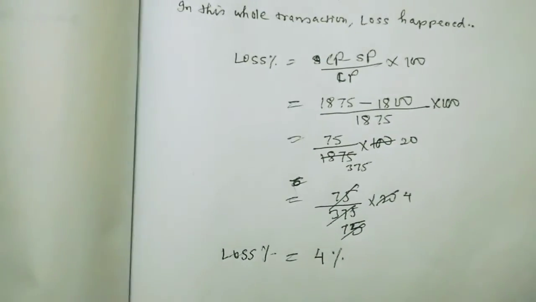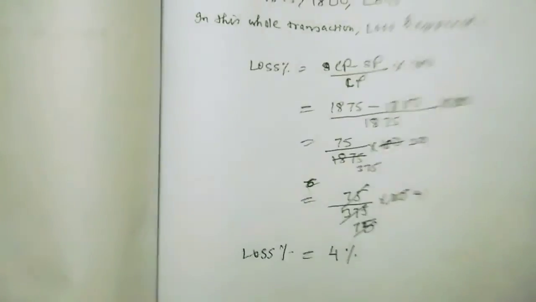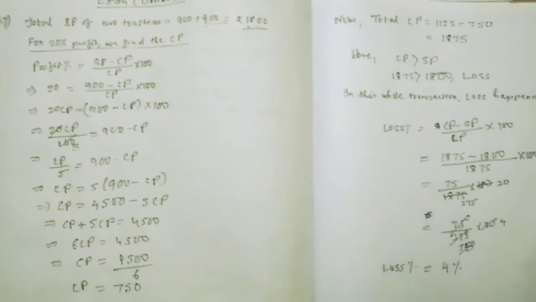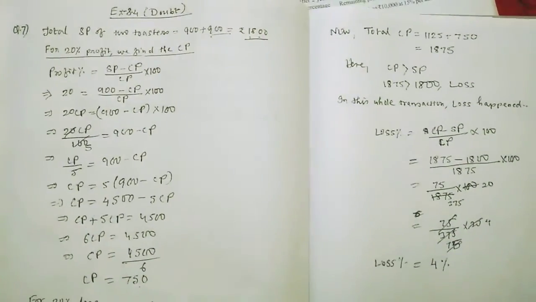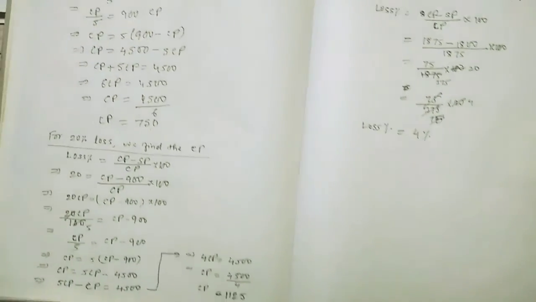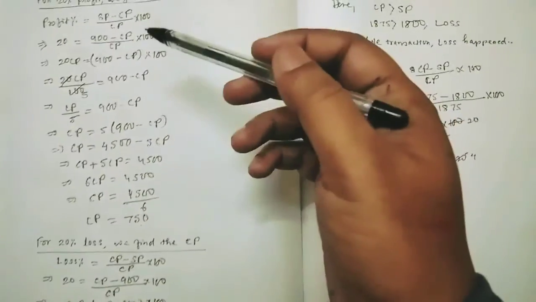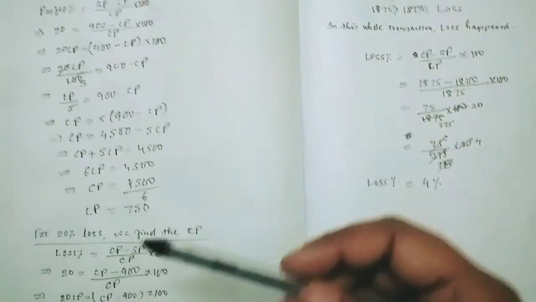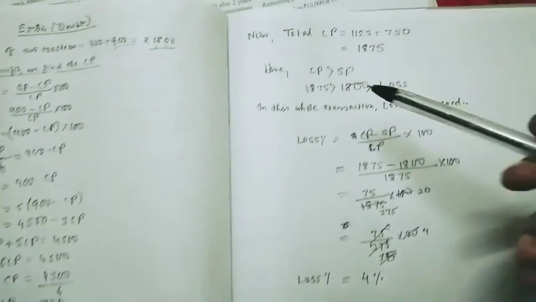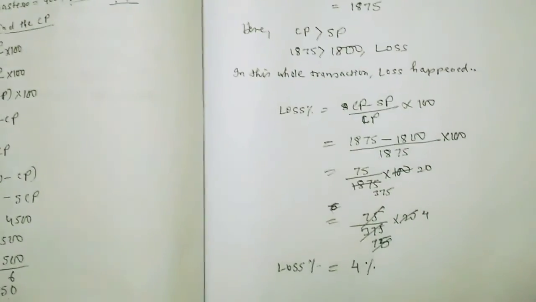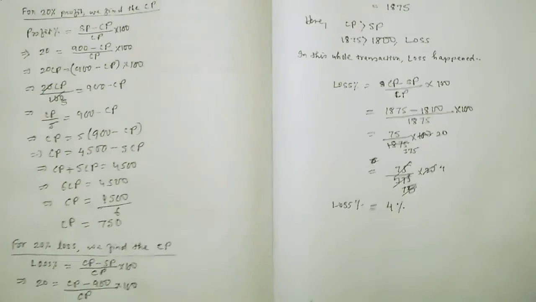Okay. So this is the question solution. So very long solution you can see here. Very important question, very interesting question. So you have to find out the CP for both the profit and the loss, and then find out the loss and the loss percent. In this way this question is over.